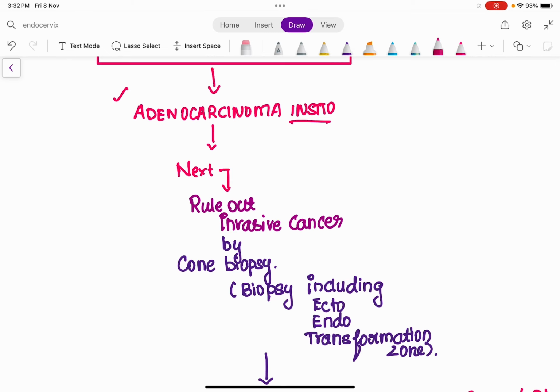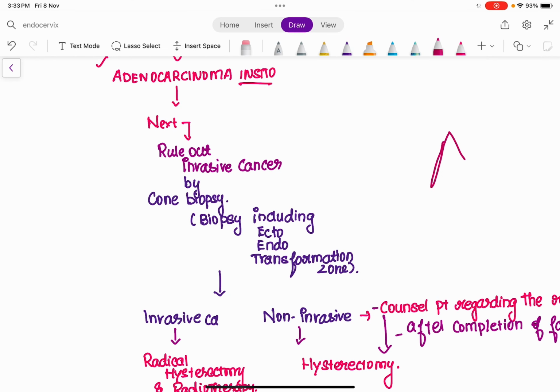If the report comes as adenocarcinoma in situ, the next step is that you have to check whether any invasive cancer is present, whether the cancer is limited to that part of the cervix or it is invasive in nature. So in order to rule out invasive cancer, you have to do a cone biopsy. As we all know, this is a cone, right? This cone is going to include the exocervix, endocervix and the transformation zone. So all three parts of the cervix, exo, endo and the transformation zone, you are going to sample with the help of the cone biopsy.